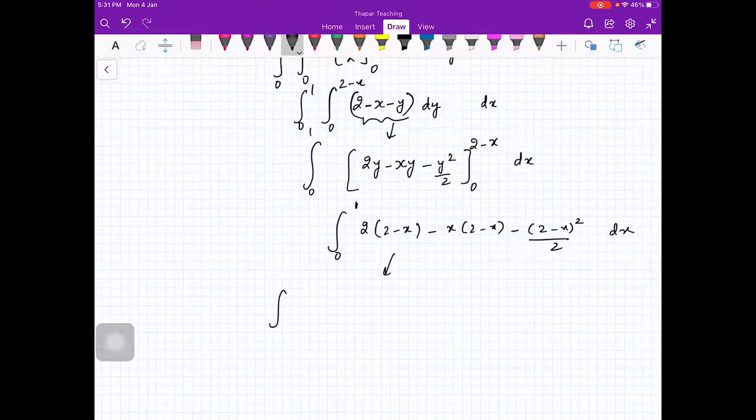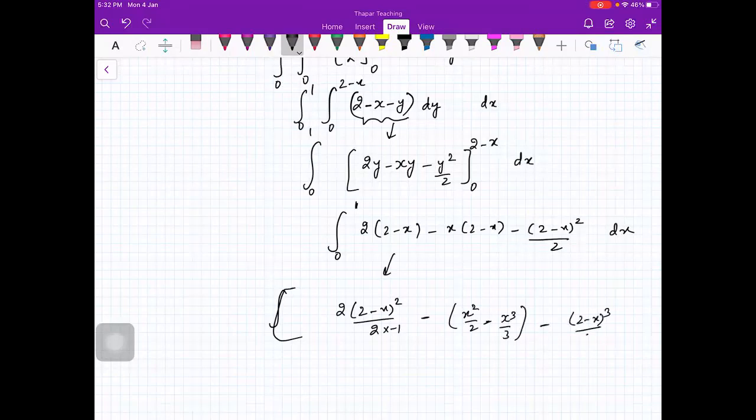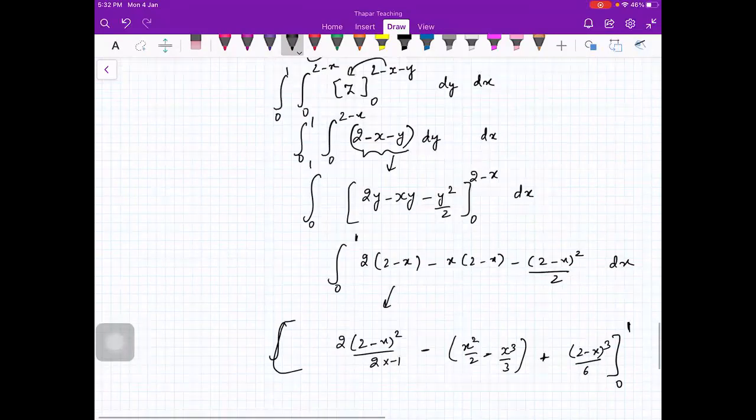Or you can just integrate it without solving. So it will be (2 minus x) square by 2 into minus 1, right? Minus, you have to do it, 2x minus x square by 2 minus x cube by 3, minus (2 minus x) raised to power 3 upon 6 into minus 1, right? Just put 0 to 1 value. Okay, so this is how you have to find out triple integrals. Just the integration you have to do, and you have to follow this order of integration whatever is given.